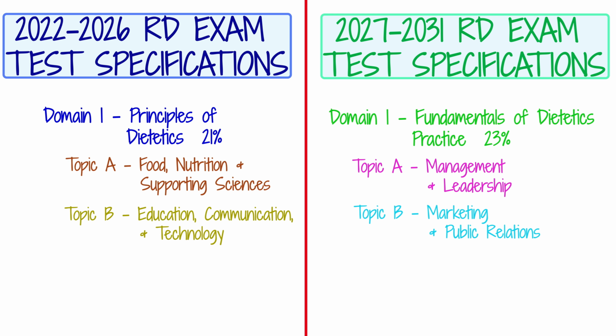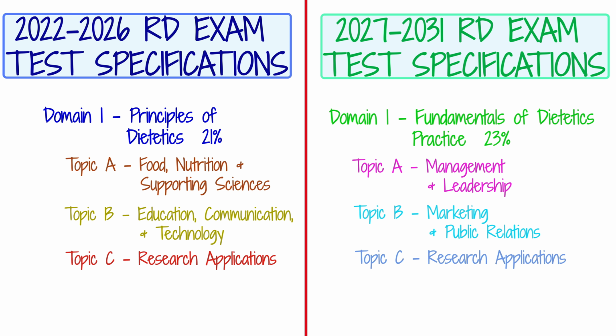So topic C actually stays consistent across both versions of the exam because both versions show that topic C covers research applications. So there's some familiarity there going into the new exam. But there's also a major addition. In the current exam, domain 1 does not have a topic D. But in the new exam, a topic D has been added, and it's called professional practice. And this topic includes things like standards of practice, the code of ethics, and HIPAA.